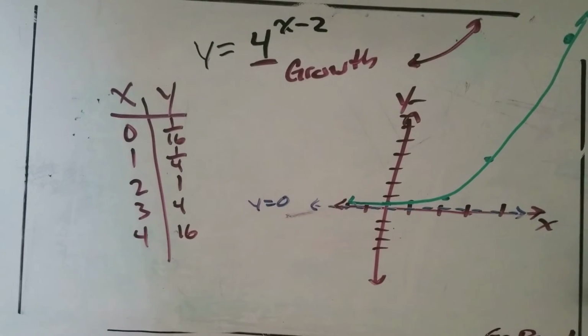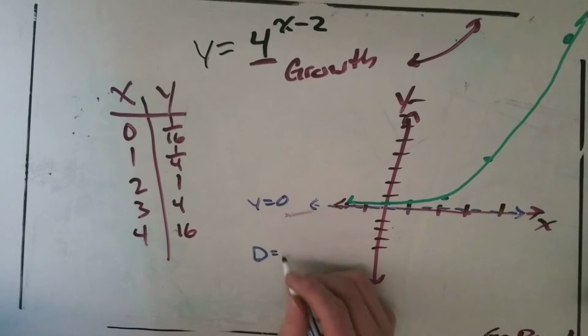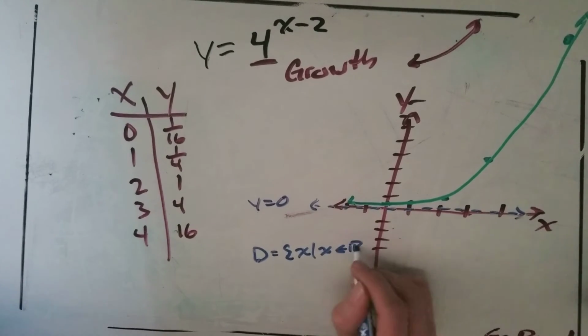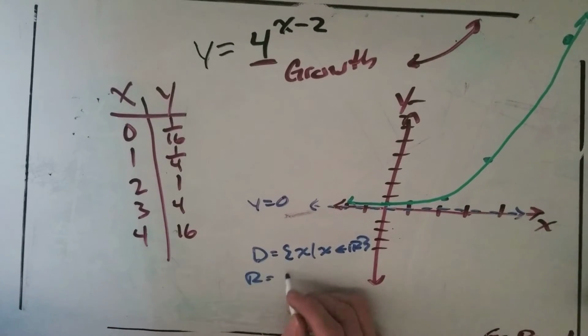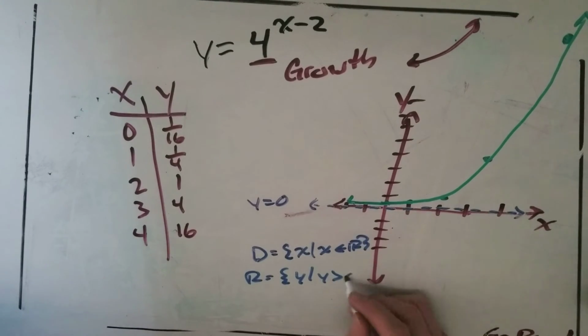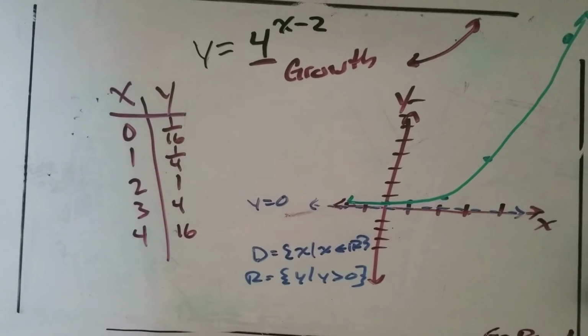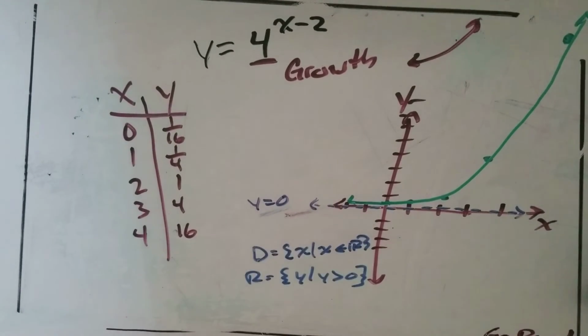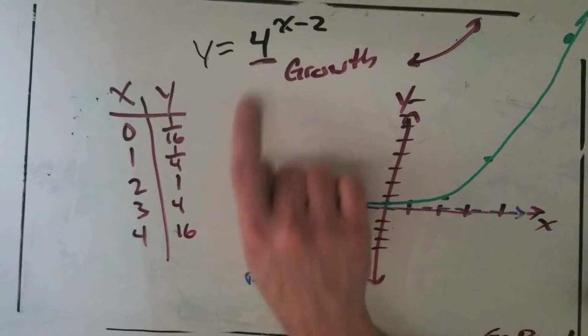But here's our graph. We want to state our domain. Our domain is all values x, such that x is a real number. And our range is going to be all values of y, such that y is greater than 0. And we have an asymptote at y equals 0. And this is a clear growth function.